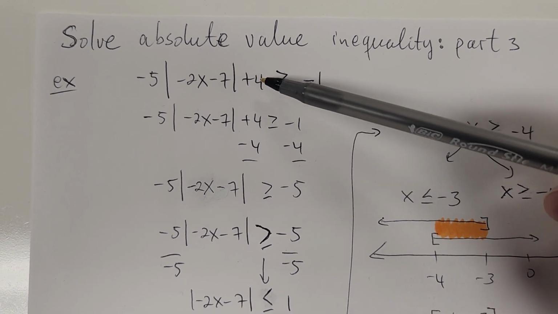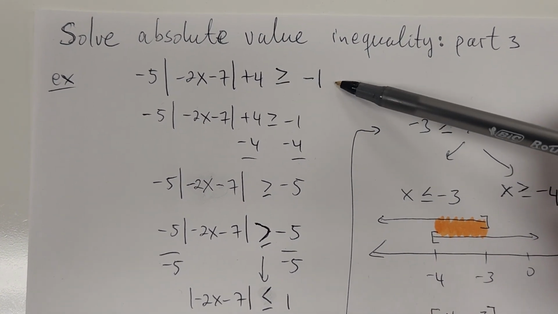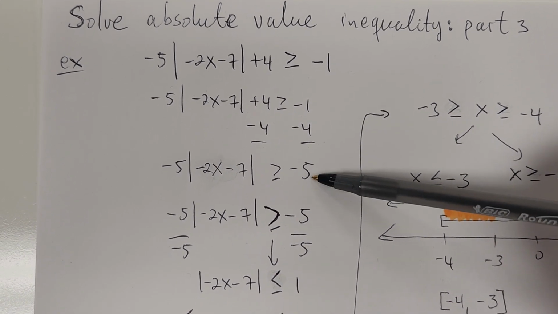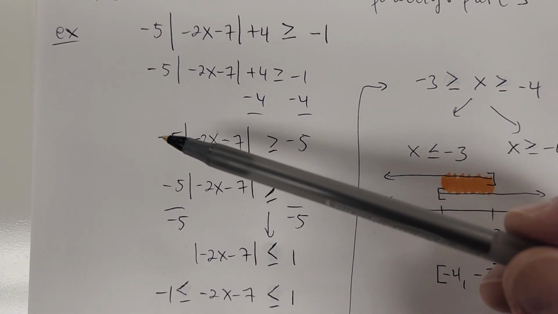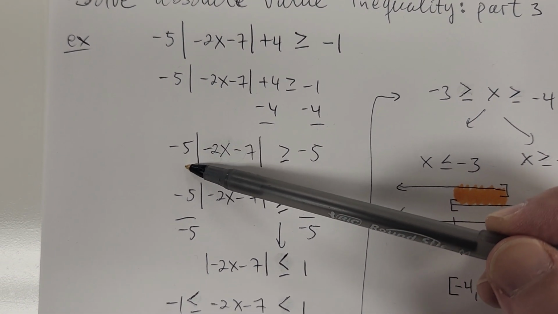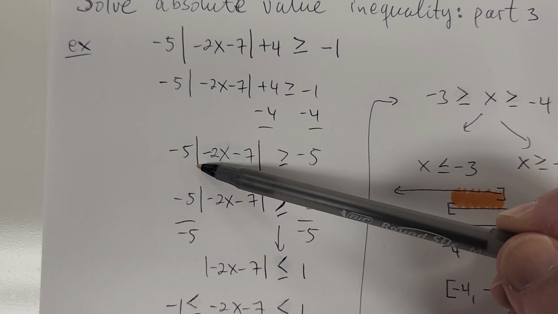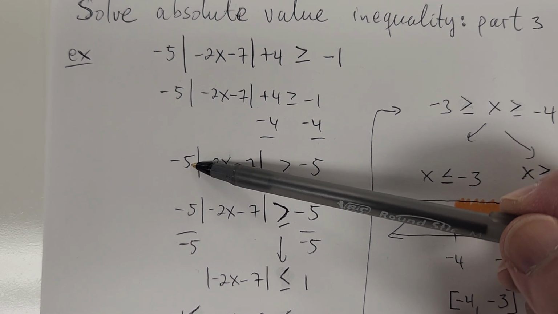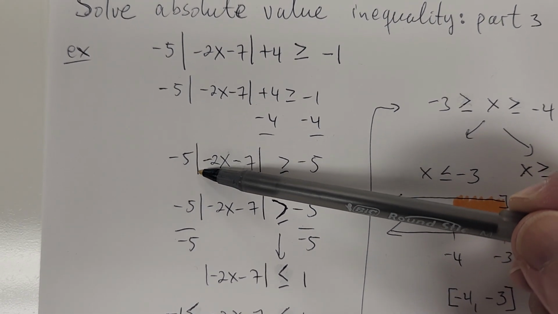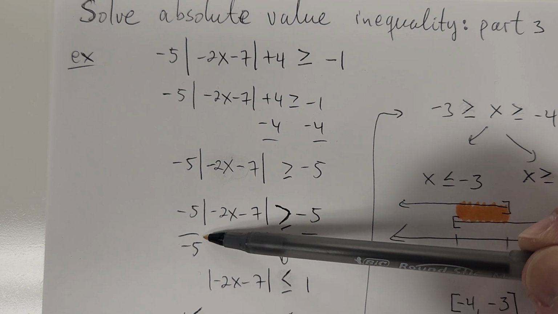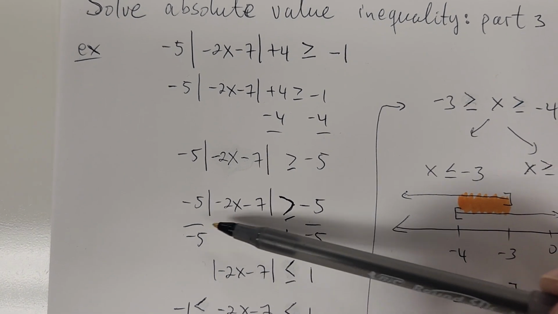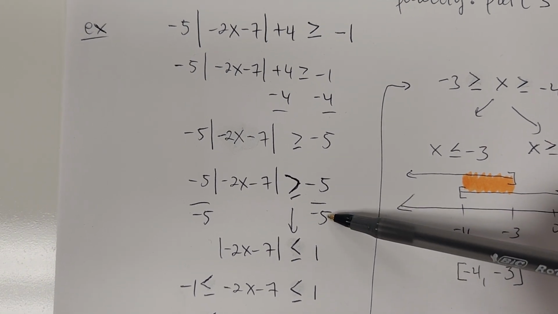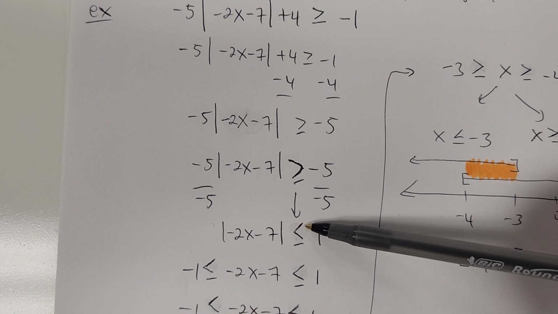Okay, so the first thing we need to do is move this 4 to the right side. So subtract 4 from both sides, and that gives me -5. Next, this -5, be very careful because it is next to the absolute value. You have to divide. So divide both sides by -5, and that gives me +1. Since I divide by -5, the sign is switched.